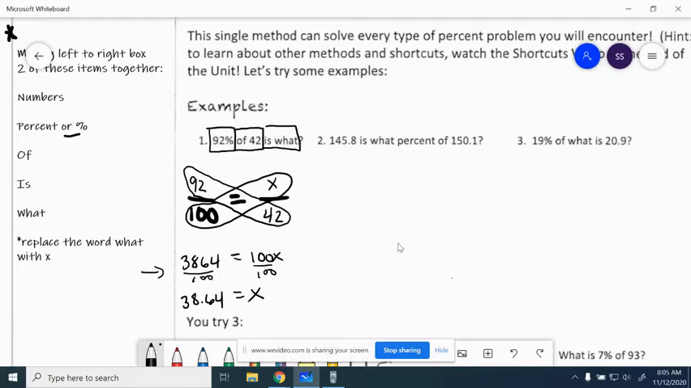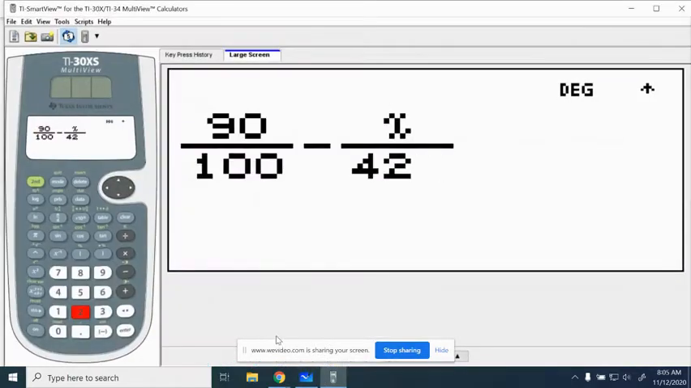Now, I set this up to show you exactly how this works out. However, you don't really need to go through all this work. Really what you can do is just cross multiply here, and then you can divide this term. So let me show you what I mean. I couldn't put an equal sign here, so I have this subtraction symbol. So just pretend that's an equal sign for now. All right, so what I can do here is just cross multiply 92 times 42 and then divide by 100. And I'm going to get the answer a lot faster.